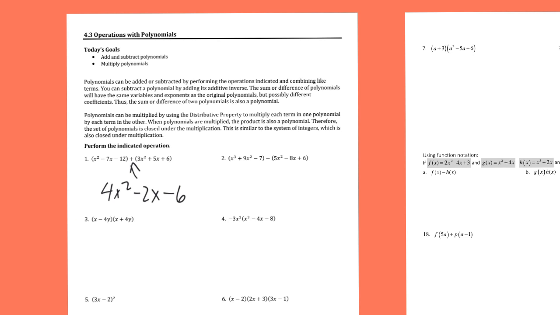This says subtract the two polynomials, so distribute the negative sign to both of these. You get negative 5x squared plus 8x minus 6, and you're going to get x cubed plus 4x squared, and then minus 8x, and then minus 13. Actually, it would be plus 8x.